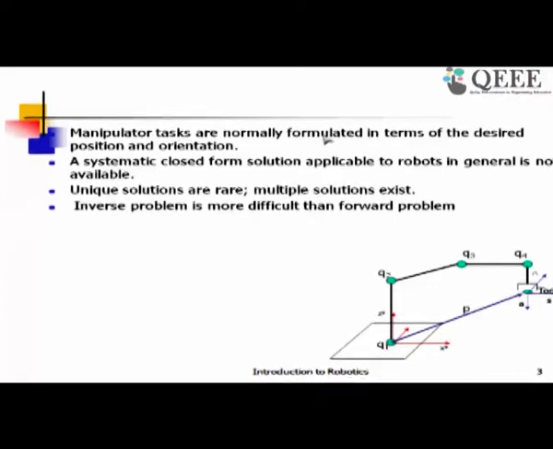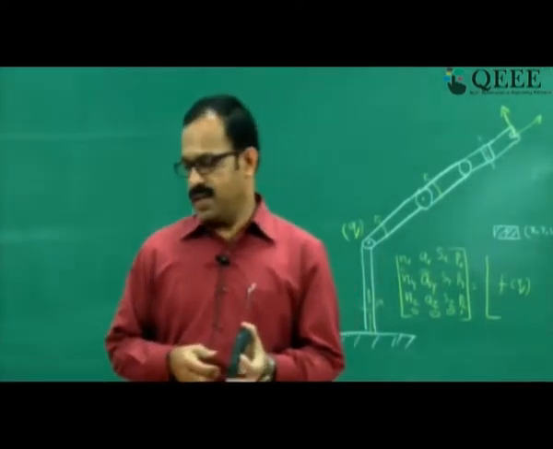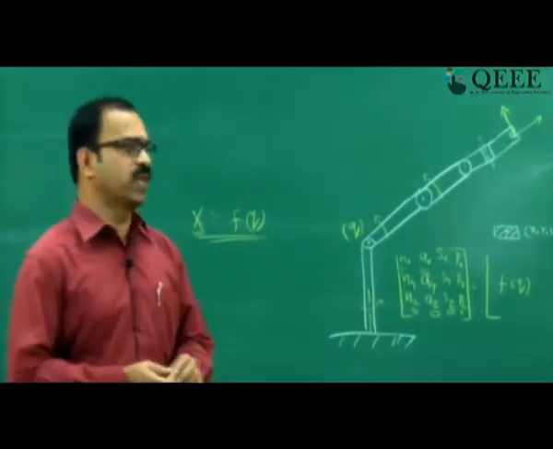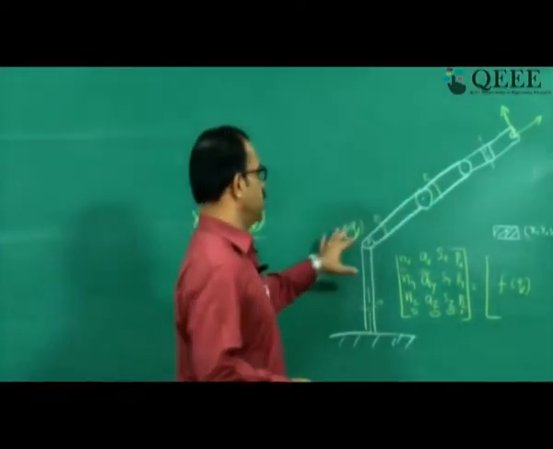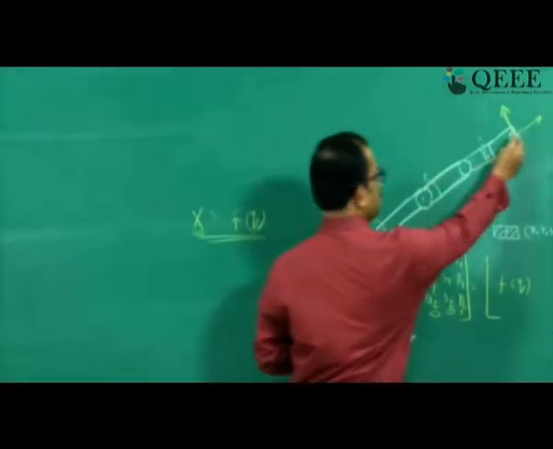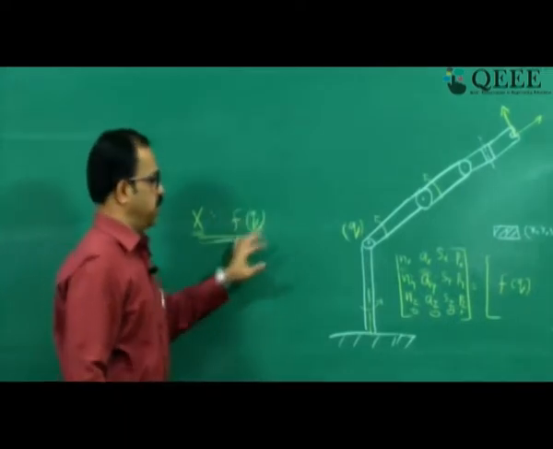But in practical applications, the requirement is not to calculate the tool tip position. The requirement is that this manipulator has to pick up some object from here. Suppose there is an object here, and the position of this object is given by XYZ coordinates. So this is what I was mentioning about the inverse problem and why it is important. In forward kinematics, we know the joint variables, and once we know them, we can get the position of the tool tip using the forward relationship.